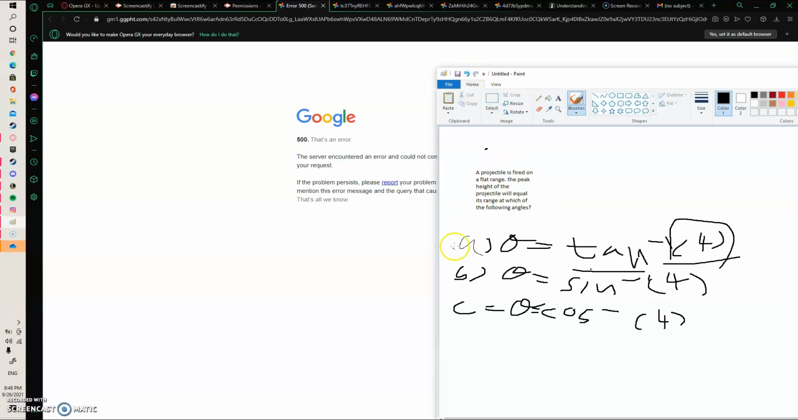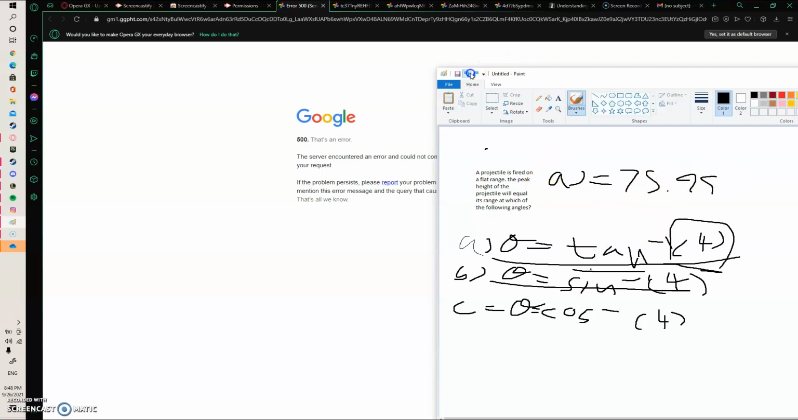The correct way to approach this question is to just plug each of these values into the calculator and see what you get. That means the correct answer is A, which gives us 75.9-something, so let's just say 76 degrees.